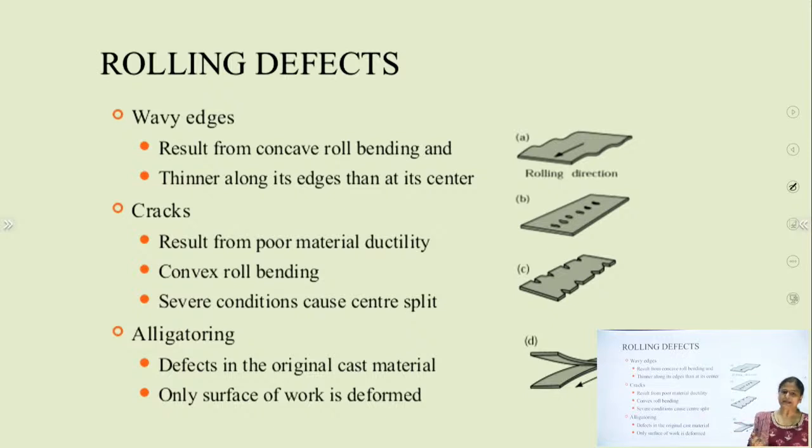Cracks may be internal or external, an edge crack or a center crack. Cracks generally result from poor material ductility, convex roll bending, and severe conditions cause center split. Alligatoring is a defect. It may be produced when there is a defect in the original cast material, or it can also be produced when the surface of the work is only deformed.